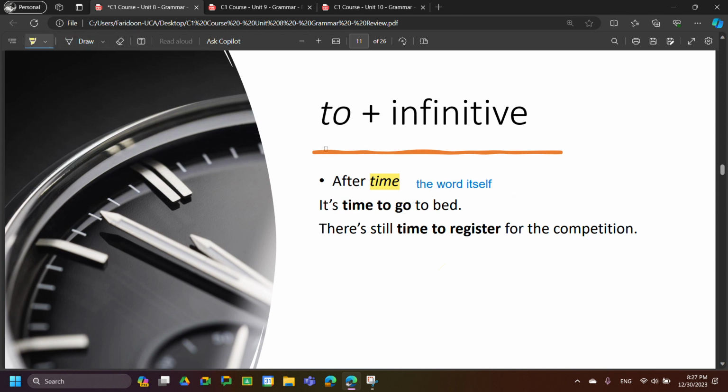Example, it's time to go to bed. It's time to go. To go is connected to, of course, the word time. Another one is there's still time to register. To register for the competition, of course, once again, connected to the word time.